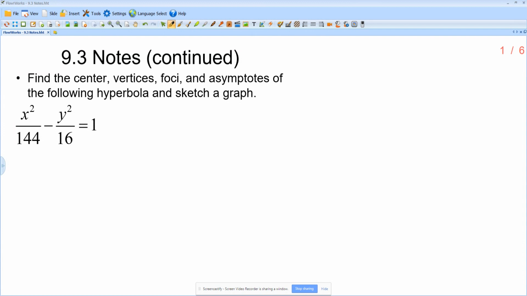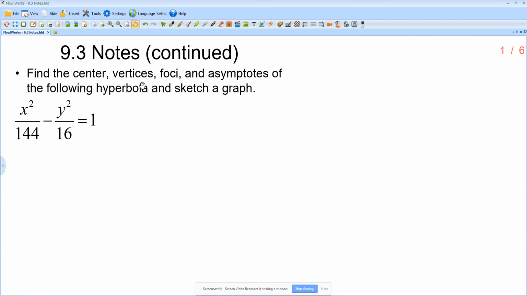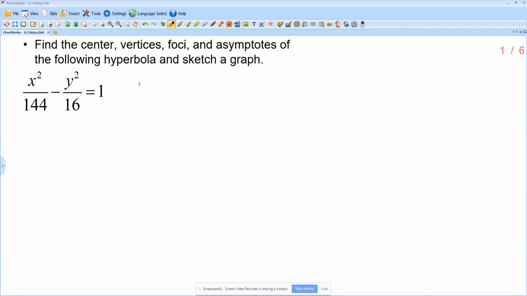So find the center, vertices, focal points, and asymptotes of the following hyperbola and sketch a graph. First, the center of this hyperbola is (0, 0), and I know that because there's nothing being subtracted from the x squared and y squared, and it's currently in standard form. Great. So I'm just going to go through the plotting of this while I do everything.